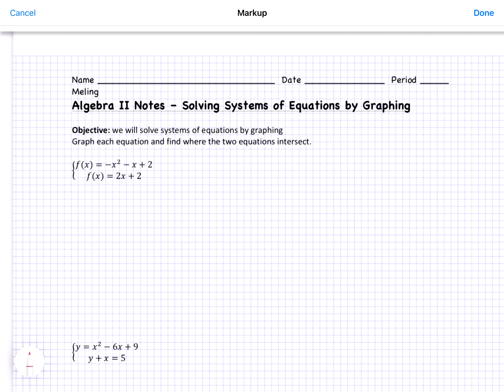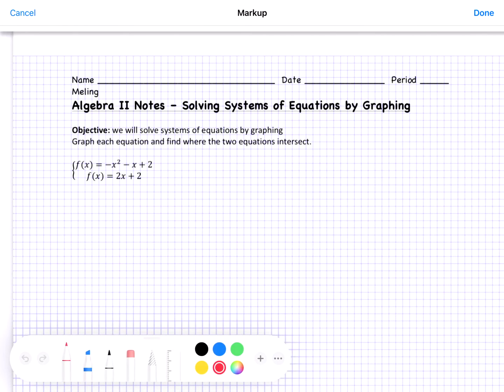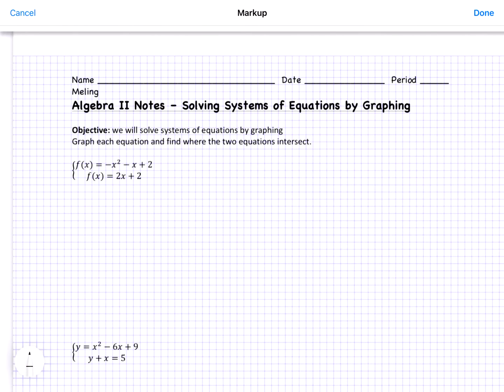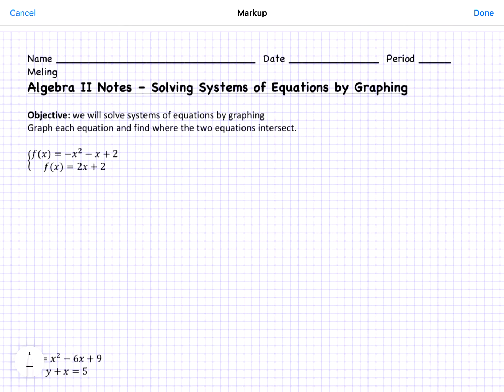All right, today's lesson is talking about solving systems of equations by graphing. I've given you graph paper. We need to find where the two equations meet. So I'm going to create my grid here as best as I can. And then looking at each of these equations, we have negative x squared minus x plus 2. I'm going to leave all this work in red.